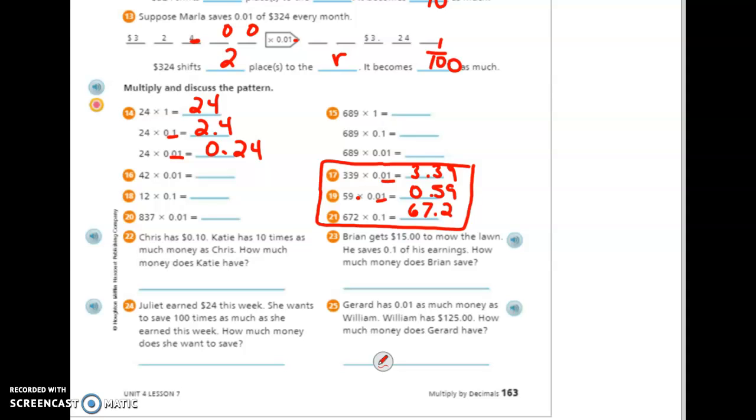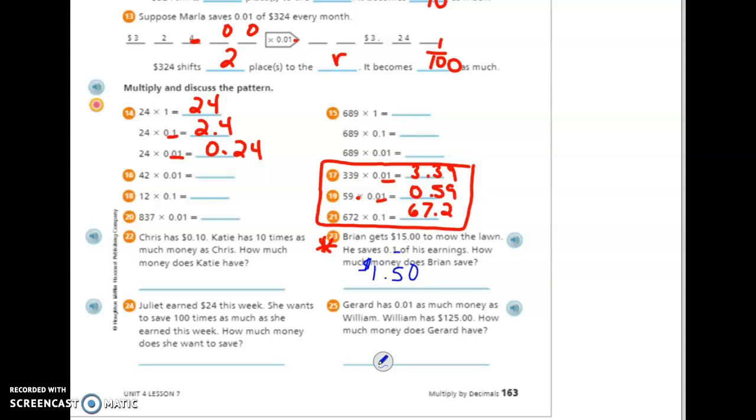All right, let's try this word problem right here, number 23. Brian gets $15 to mow the lawn. He saves 1/10 of his earnings. How much does he save? Okay, so 1/10, it's like dividing it by 10. It's going to make one shift to the right. So everything shifts over 1. And really, you'd have an extra 0 on the end, but we don't have that with money. So you just leave that last 0 off, and it would be $1.50.